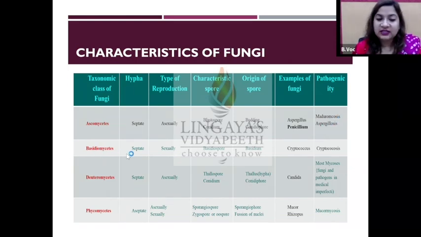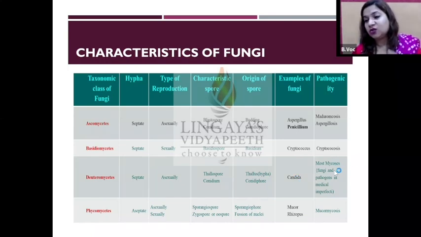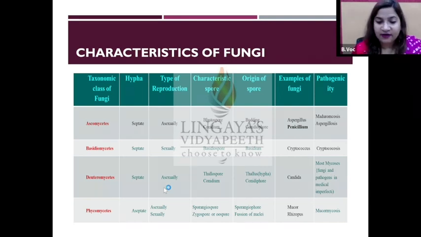Then the basidiomycetes have septate hyphae. They reproduce sexually. They have basidiospores. The origin of the spore is the basidium. Then the example is Cryptococcus, and the condition caused by it is cryptococcosis. Next is deuteromycetes. Deuteromycetes have septate hyphae. They reproduce asexually. They have thallospore or conidium. The origin of thallospore is thallus or hyphae, and conidiophore. The example is Candida. Most mycoses are caused by Candida, and these are the pathogens in medical imperfect fungi.